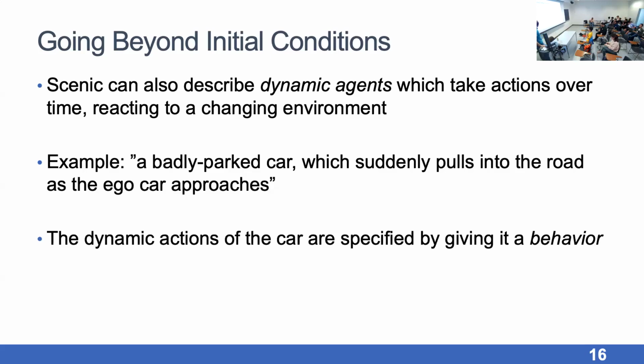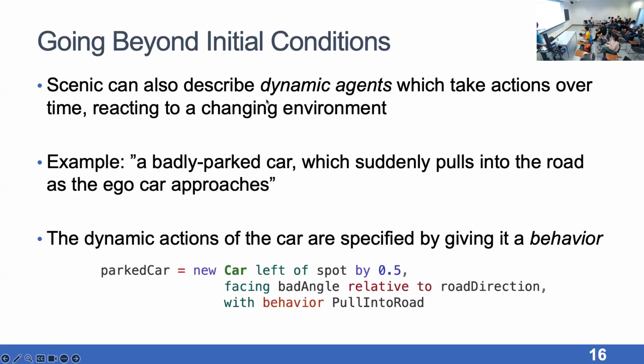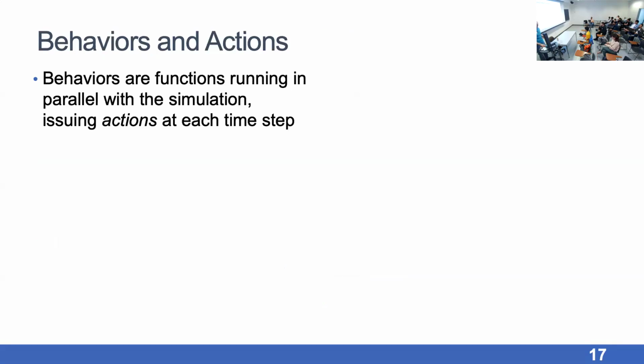The way in Scenic that we do this is by giving the car what we call a behavior. So here's that bit of code we had before from the parked car example. I've added a third specifier here saying with behavior PullIntoRoad. So behavior is a property that's built into Scenic, which basically says the policy that this agent should follow. And these policies are called behaviors in Scenic, and we have syntax for defining those policies. So before we get into the syntax, let me just describe what these behaviors are.